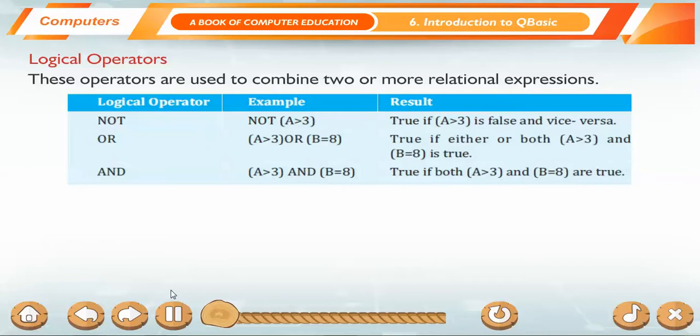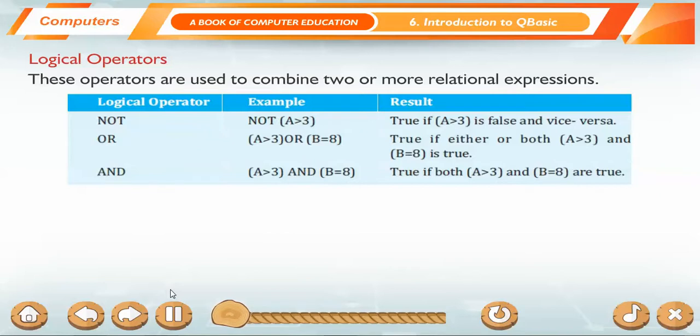Result. Not (a > 3) is true if (a > 3) is false and vice versa.